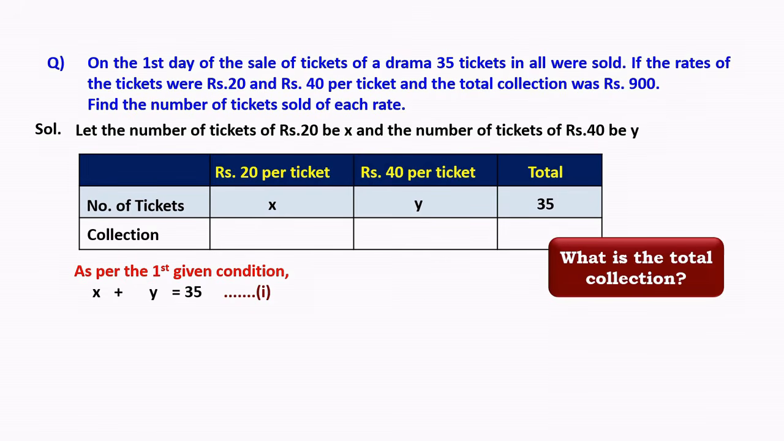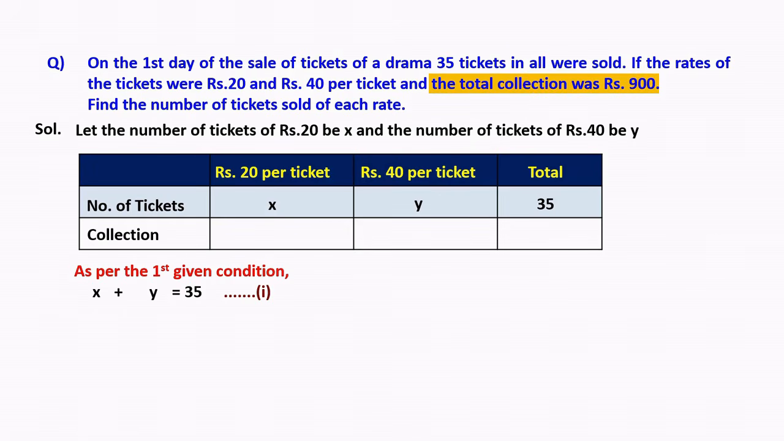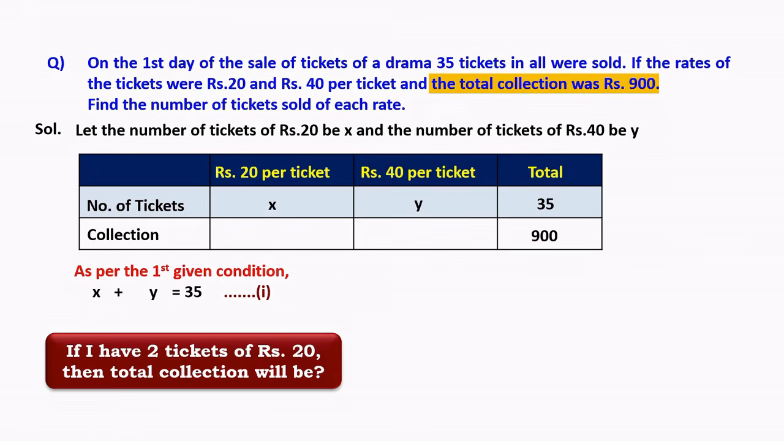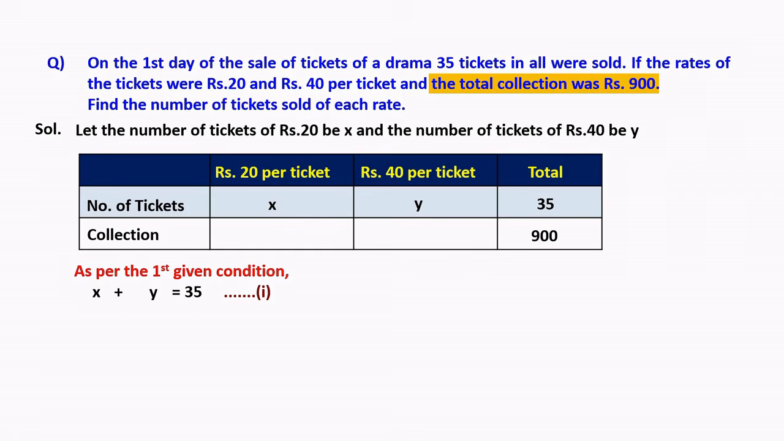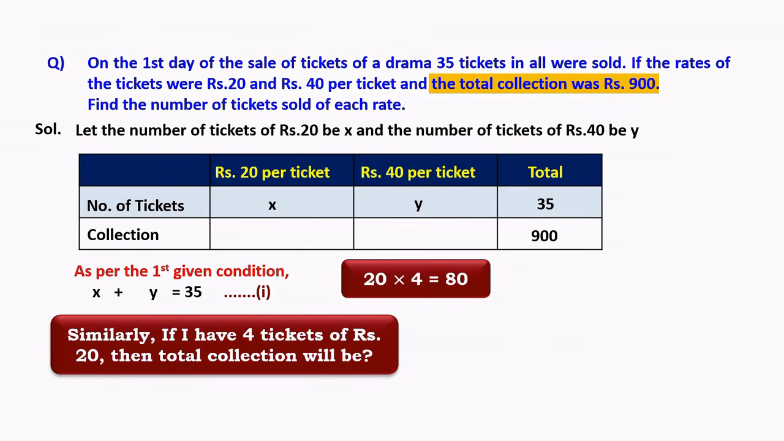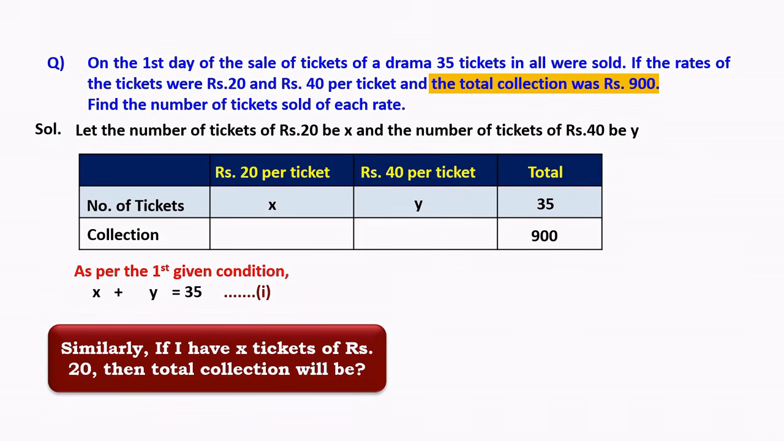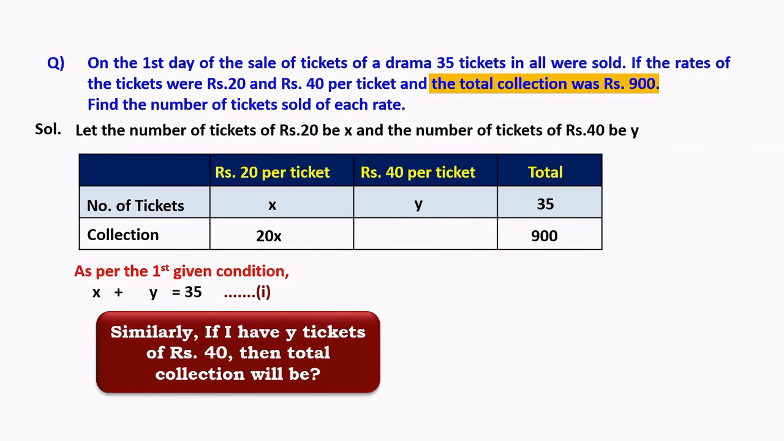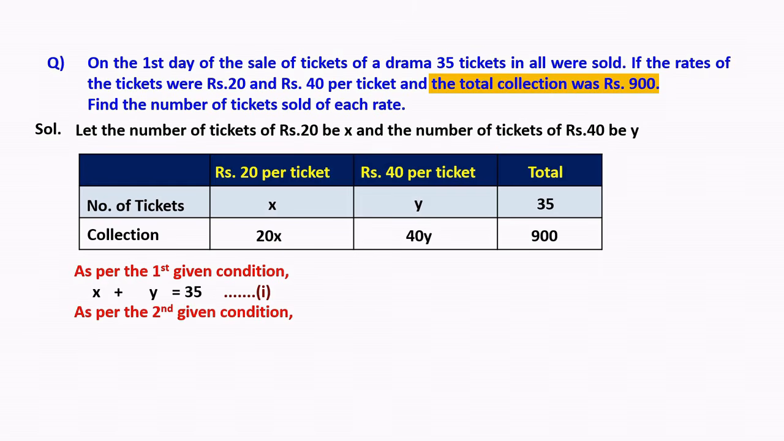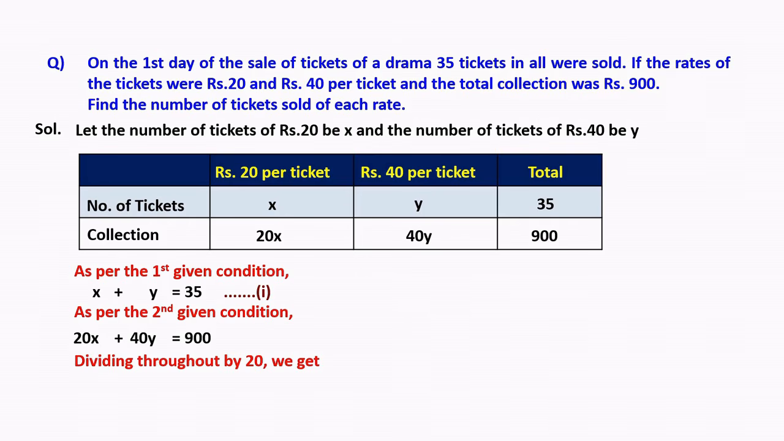What is the total collection? If I have 2 tickets of 20 rupees, then the total collection will be 2 times 20. Similarly, if I have 4 tickets of 20 rupees, then the total collection will be 4 times 20. Similarly, if I have x tickets of 20 rupees, then the total collection will be 20x. Similarly, if I have y tickets of 40 rupees, then the total collection will be 40y. So, total collection is 20x plus 40y and it is equal to 900. As per the second given condition, 20x plus 40y is equal to 900.